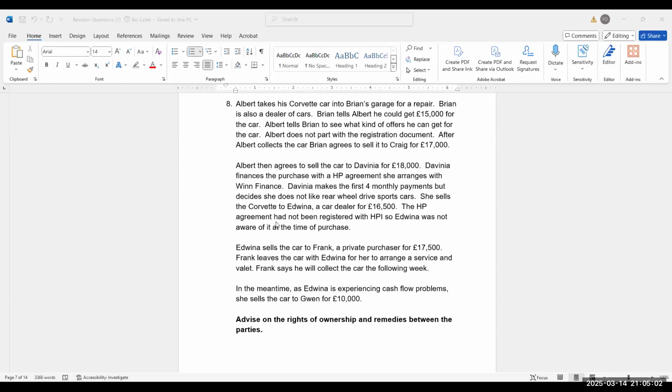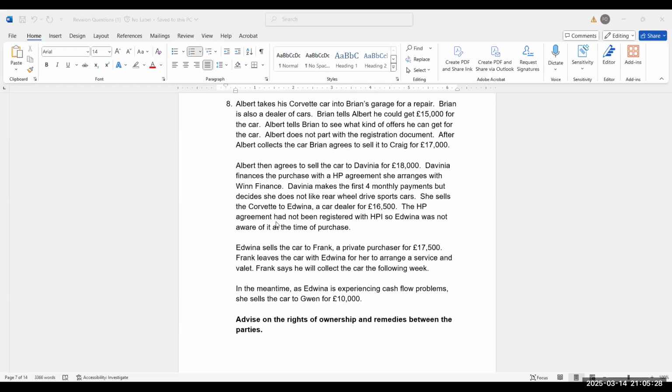Remember, from 18,000, the car was sold for 17,500, and then later it was sold for 10,000. So they might want to sue someone earlier in the chain. And all these arguments are also relevant if you're answering an essay question on this, because it's a discussion of what the exceptions are and then what the remedies will be, even if it's an essay question.